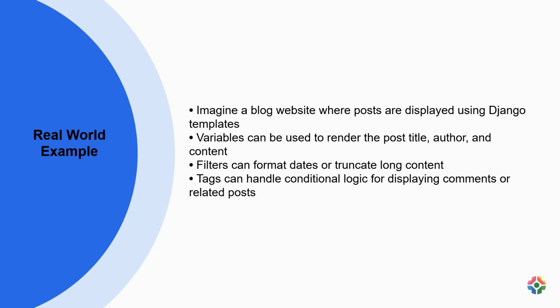Additionally, the slice filter can be employed to trim overly lengthy content, ensuring a concise display. Moreover, tags are leveraged to incorporate conditional logic for showing comments or related posts. Through conditional tags like if, else, and endif, specific sections can be dynamically displayed based on certain criteria. For instance, the if post.comments tag can be utilized to only display the comments section if there are existing comments for a particular post. Effectively utilizing variables, filters, and tags in Django templates is essential for creating a dynamic and user-friendly blog interface, enhancing the overall user experience and engagement.